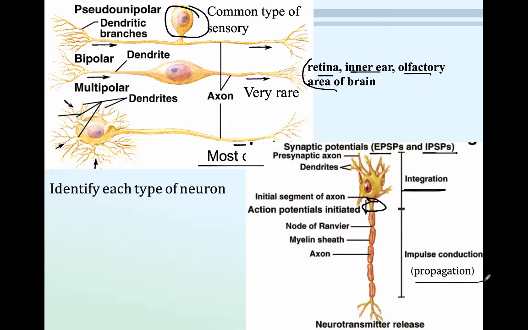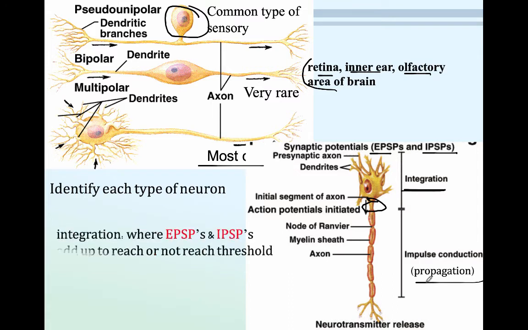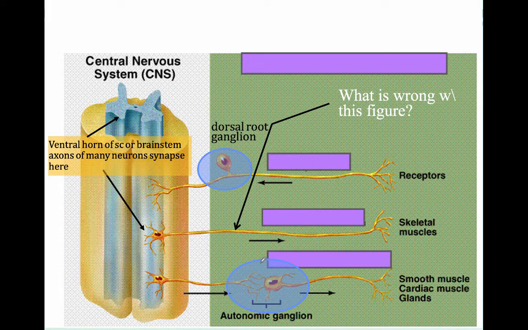Conduction is also sometimes referred to as impulse propagation. Conduction and propagation mean the same thing, and we're going to talk more about conduction and propagation in video number 2. And so again, integration is where the EPSPs, excitatory postsynaptic potentials, and IPSPs, inhibitory postsynaptic potentials, are integrated to determine whether or not we're going to reach threshold at the trigger zone.